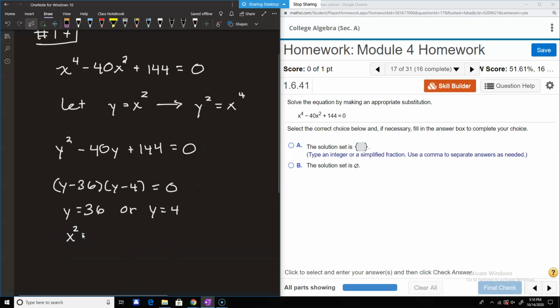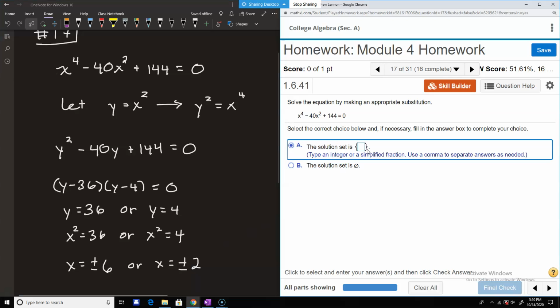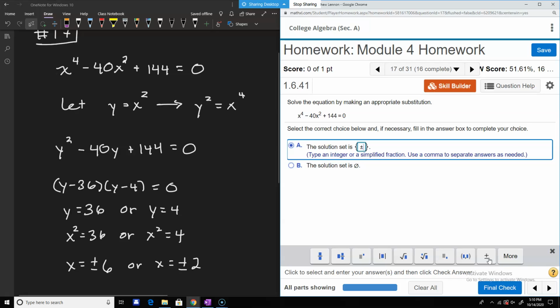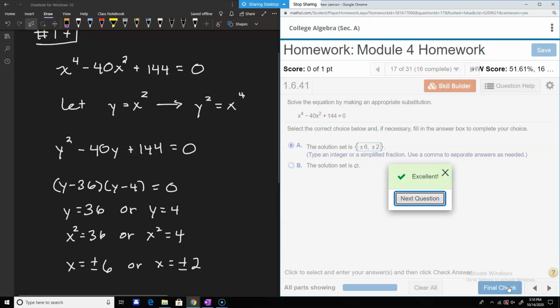We have x squared equals 36 or x squared equals 4, and then by the square root property that would mean x is plus or minus the square root of 36, which is 6, or x is plus or minus the square root of 4, which is 2. So we get 4 answers there, plus or minus 6 or plus or minus 2. And that's it. Any questions on that one? So it kind of combines some of the strategies. We just have to start off with the substitution.